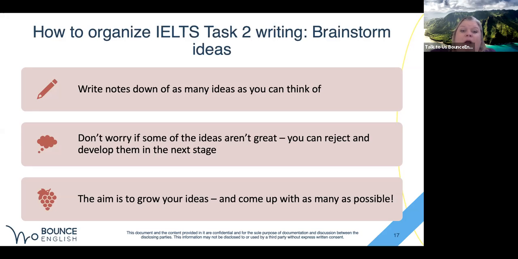The aim of this part of the process is to grow your ideas. You will have a chance to select ideas next, but for this step, don't stop yourself. Just try and think of as many ideas as you can. You only need like 3 or 4 minutes for this. Maybe not even that. Sometimes 2 or 3 is enough, but make sure you do this part, because the more ideas you have, the easier it's going to be to organize your answer and answer the question.